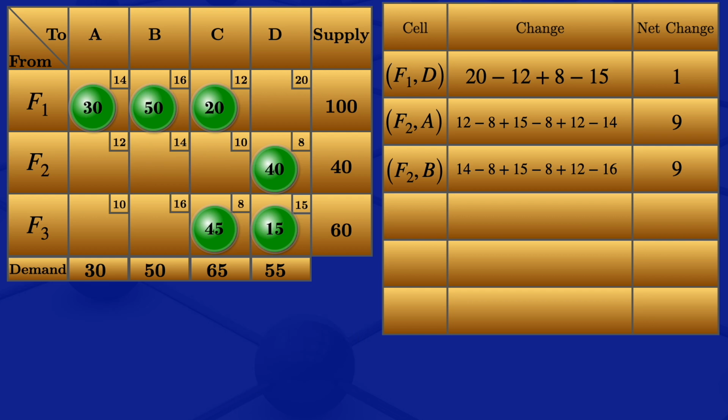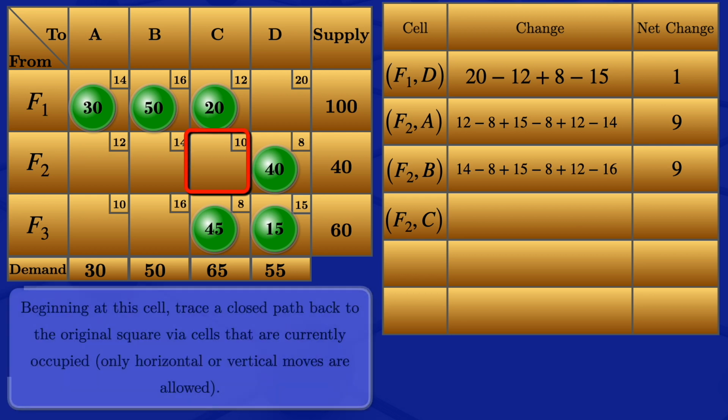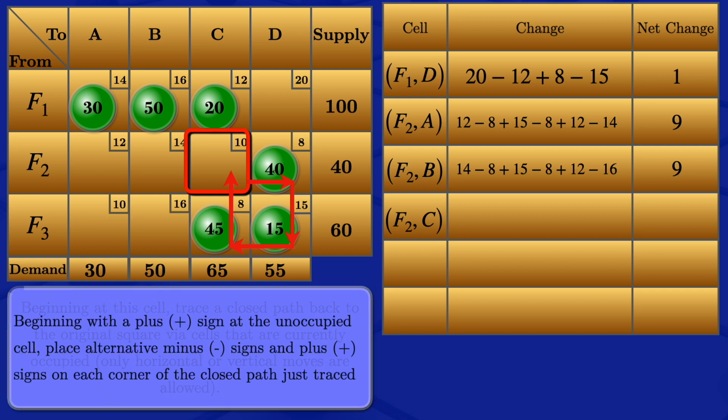Moving on to the next unoccupied cell, which is F2C. Beginning at this cell, we have to trace a closed path back to the original cell. In this case, I choose to move horizontally to this cell, vertically downwards, horizontally to this cell, and back to the original cell. After this, we place a positive sign in the original cell, negative, positive, and negative sign.